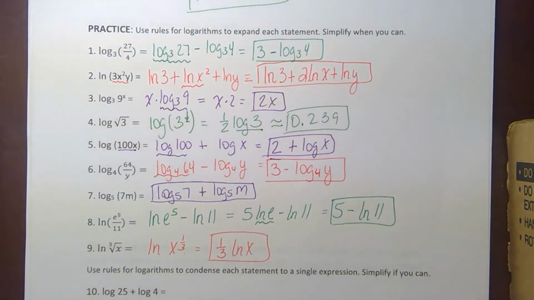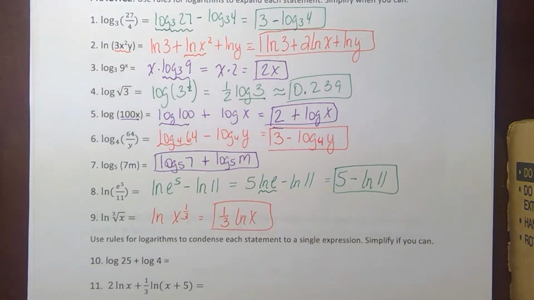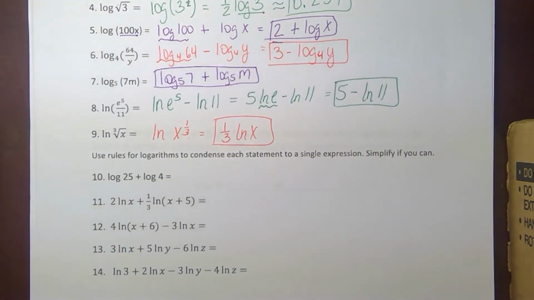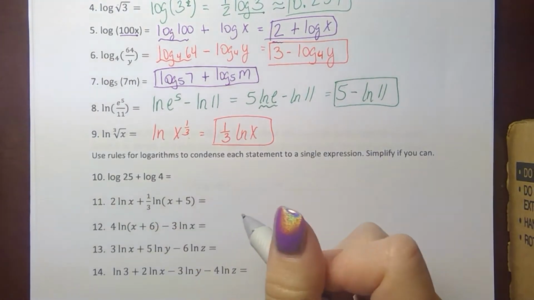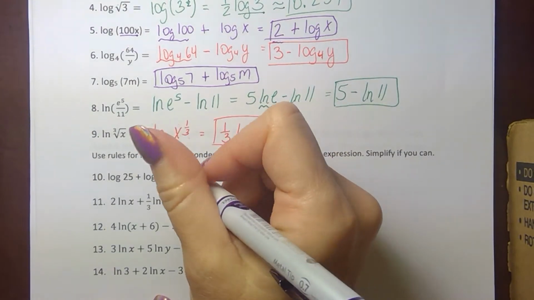All right, on 10 through 14, I'm given an expanded set of log statements and I'm told to condense. So I'm using the same properties. I'm just working the other direction. Okay, for example, for the first one, log 25 plus log 4, well, it's base 10 because it's log, common log.